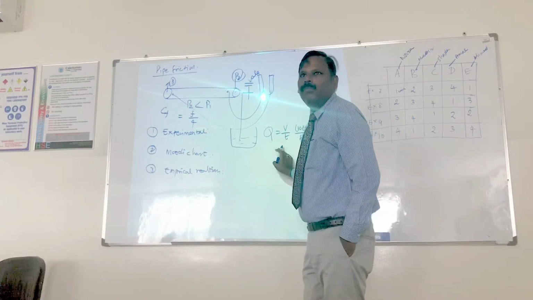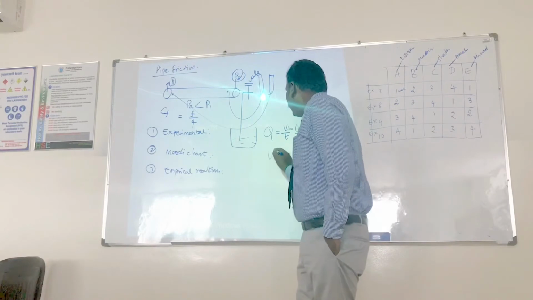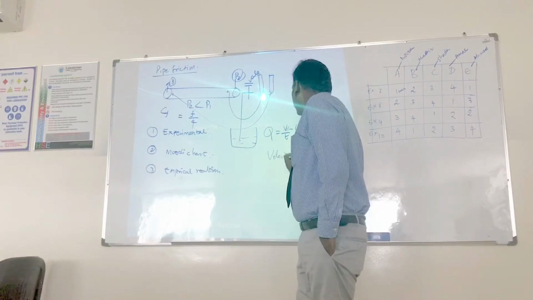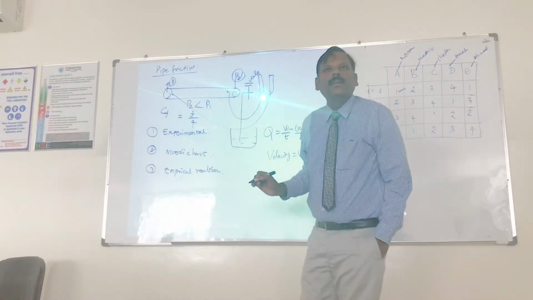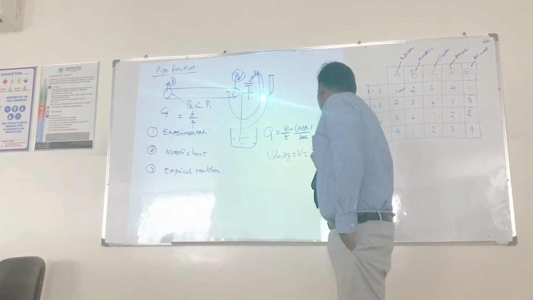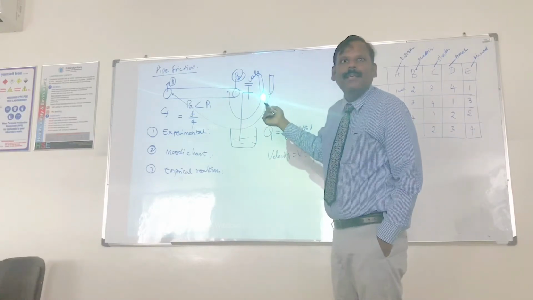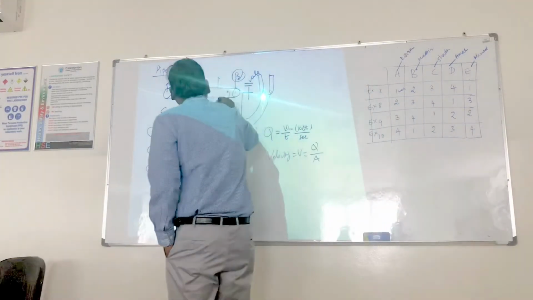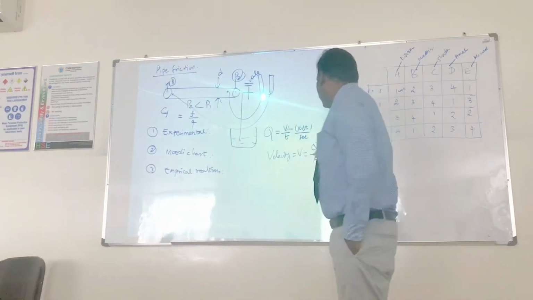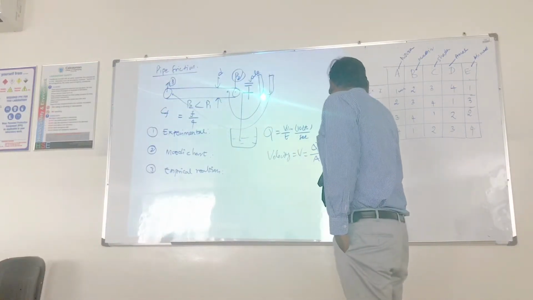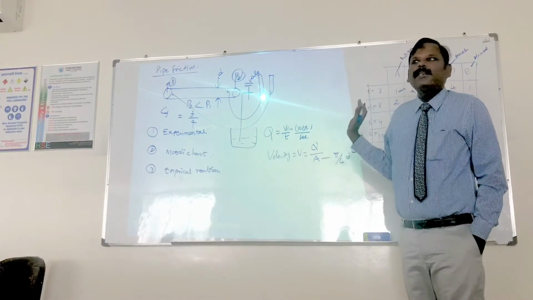Now I am getting the Q. If I get the volume per time, can I get the velocity V? Yes. How can we find out? Q divided by area. Q we already have. What is the area? The cross section area of the pipe. The diameter of the pipe is given. So area is equal to pi by 4 d square. Got it? Understand or not, everyone?